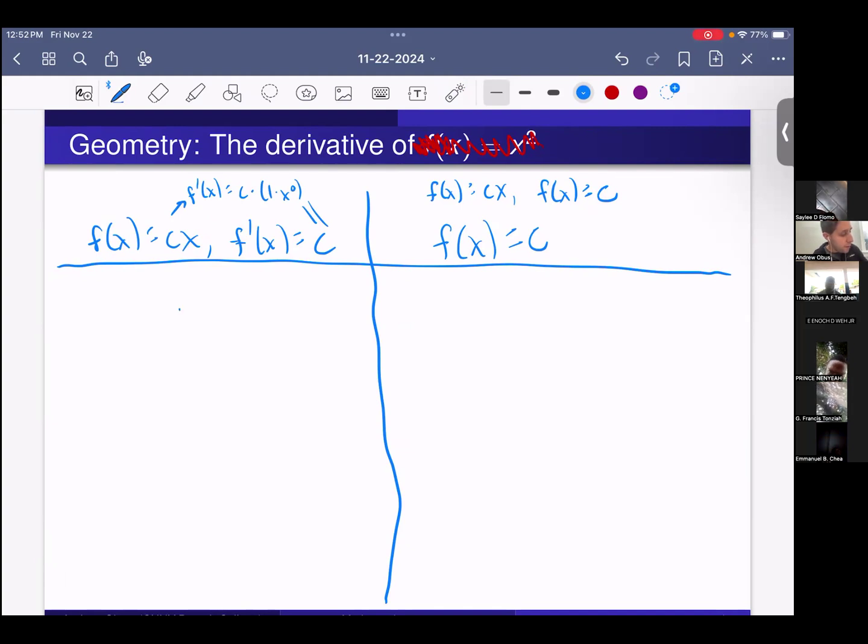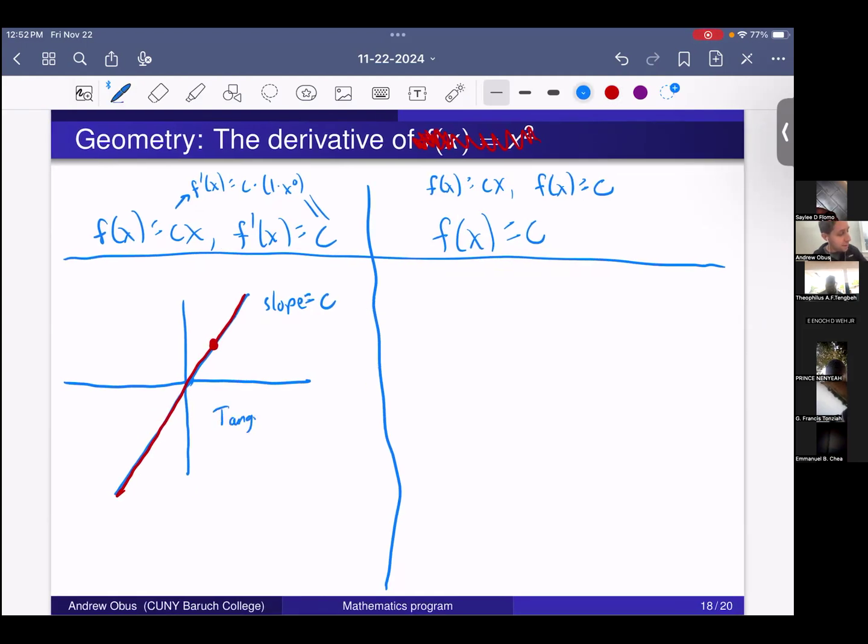So remember what the derivative means. The derivative is the slope of a tangent line. And if I have f of x equals cx, that's just a line through the origin with slope equal to c. And if I'm at any point along this line, what's the tangent line to a line itself? Well, the tangent line to a line is just the same line.